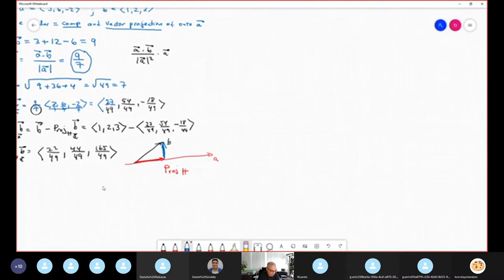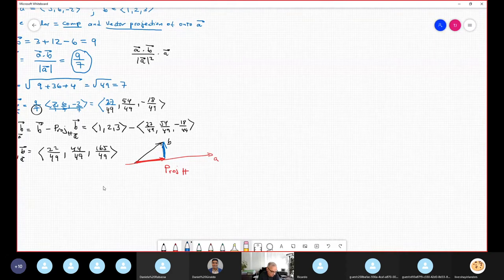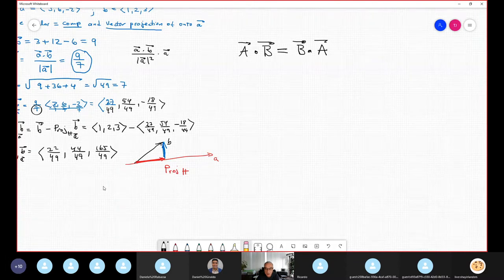Okay, well, let me recall quickly some important properties of the dot product. The most important property is the commutative property. So A dot product B is equal to B dot product A. So when you perform the dot product, it doesn't matter the order. The answer is the same. Not always does this happen, but in the dot product, yes. I guarantee you 100%.